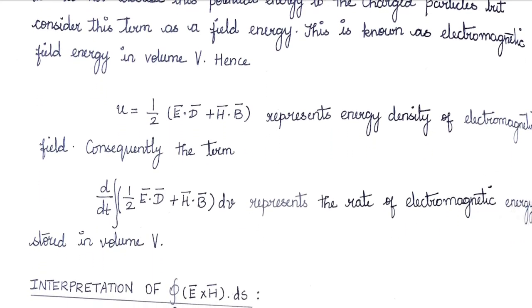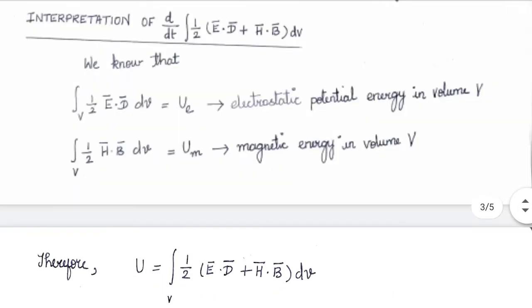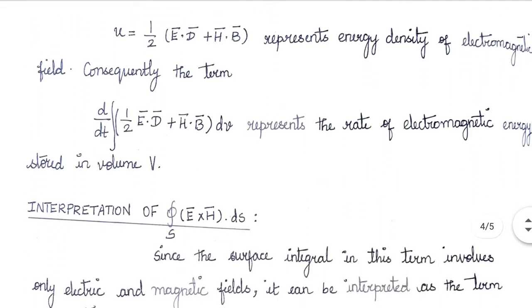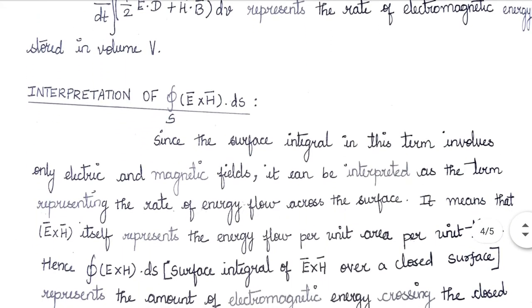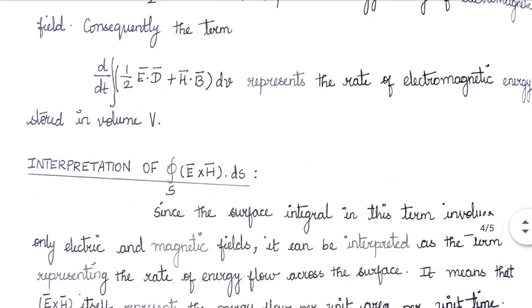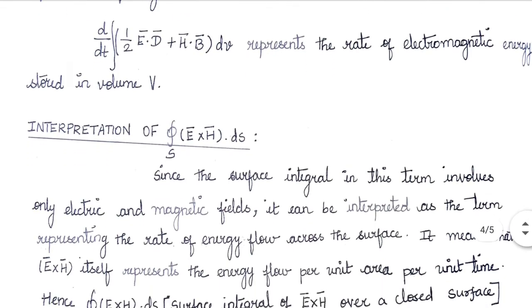So this term ½(E · D + H · B) can be represented by a small u, which is the energy density of the electromagnetic field, and we can write d/dt of the integral of ½(E · D + H · B) dV as the rate of electromagnetic energy which is stored in volume V. So this d/dt of the integral of ½(E · D + H · B) dV tells you the rate of electromagnetic energy that has been stored in volume V.